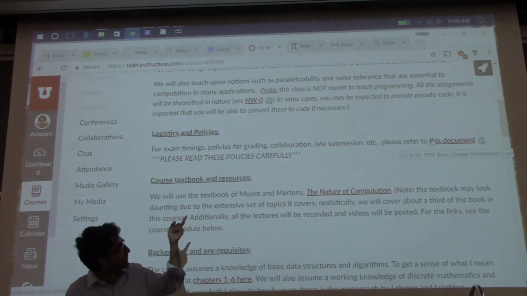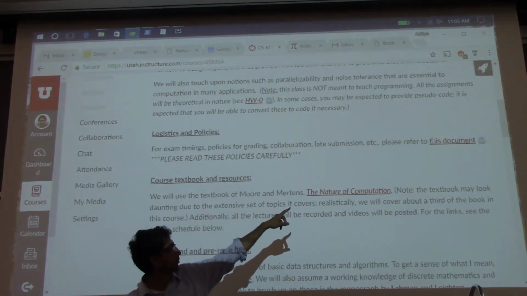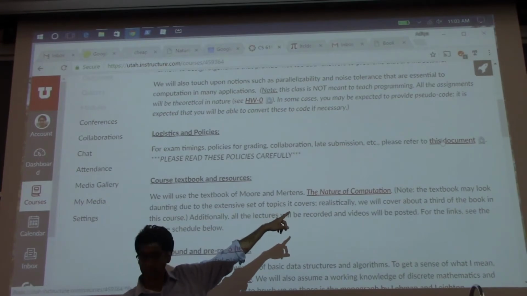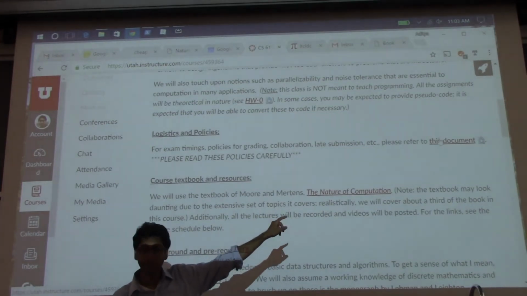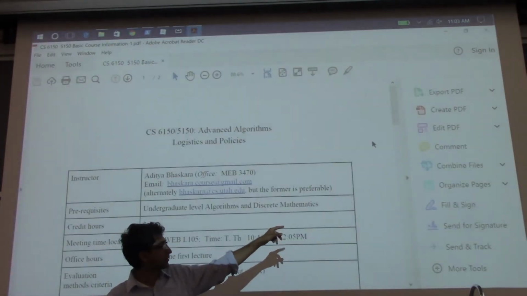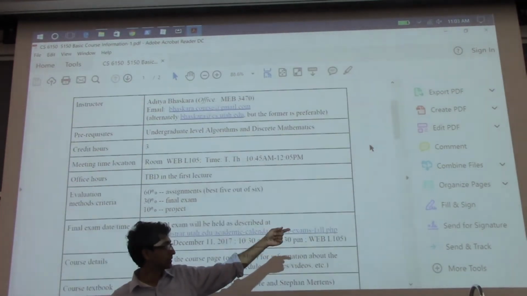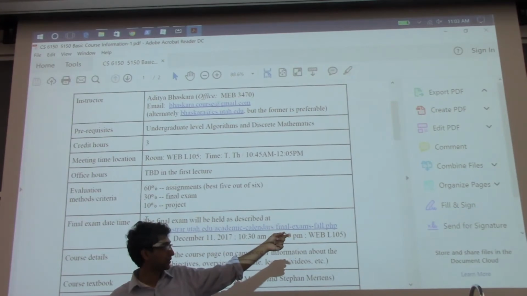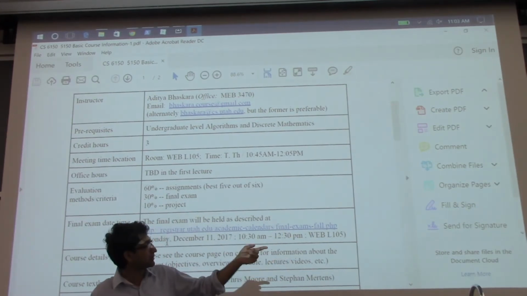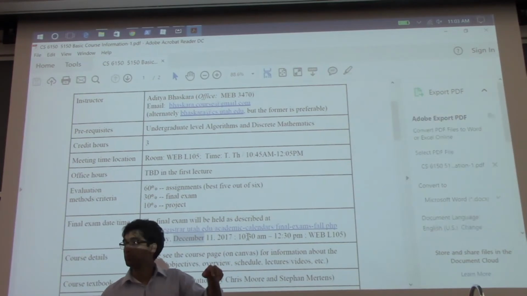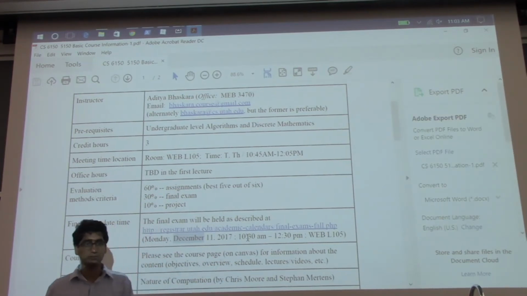So the Canvas page actually has, this is something I should probably point out. There's more course information that is officially there on this Canvas page. And this has all the logistics and also links to all the policies. This has a final exam date. This is not set by me. It turns out it's December 11th, Monday, in the same room. So these are usually determined at a course level.